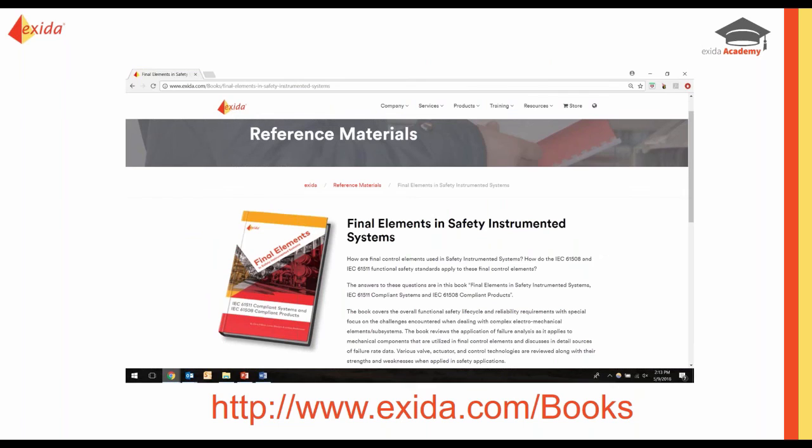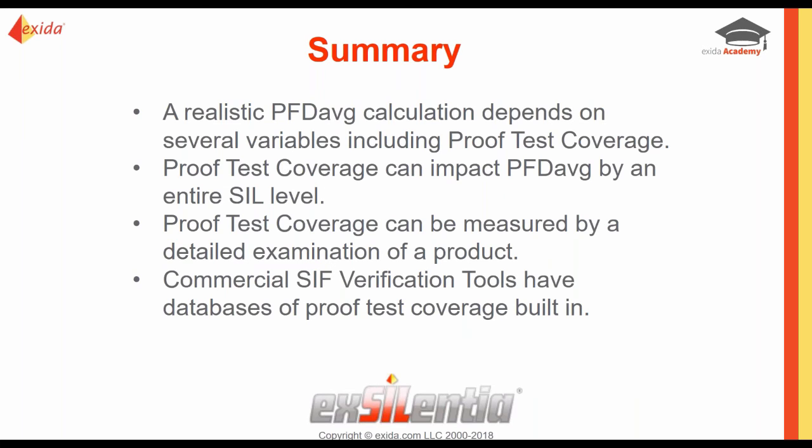So in summary, always use realistic numbers for your PFDavg calculations. All of the variables, not just your proof test effectiveness, your dangerous undetected failure rates, your mission time, always use realistic numbers. Your proof test coverage can impact your PFDavg. It can impact it by an entire SIL level. So be wary of that, be conscious of that.